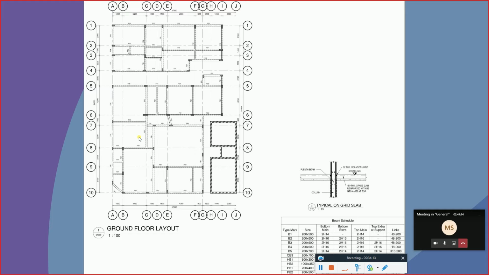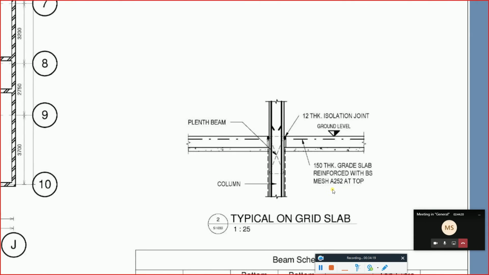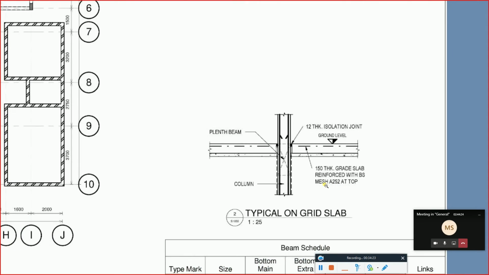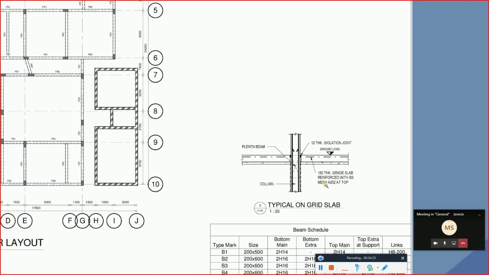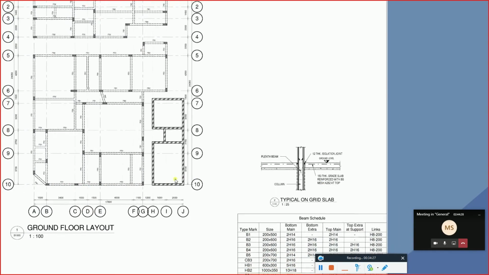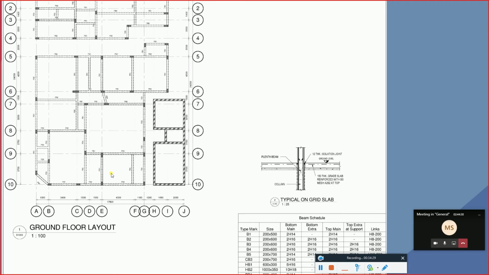I don't need to design it using the software. What we need to do is supply a mesh. It depends, sometimes they are using 8 into 300 or 10 into 300, and this reinforcement we are supplying only for the purpose of shrinkage and to avoid cracks in this particular type of slab.